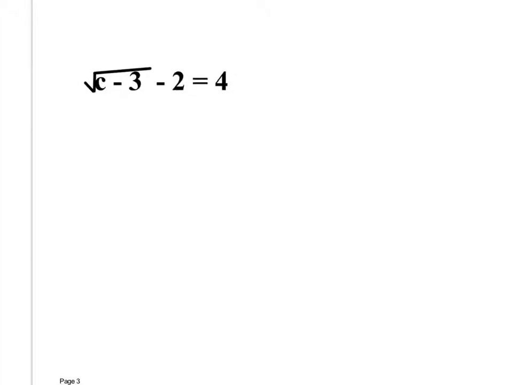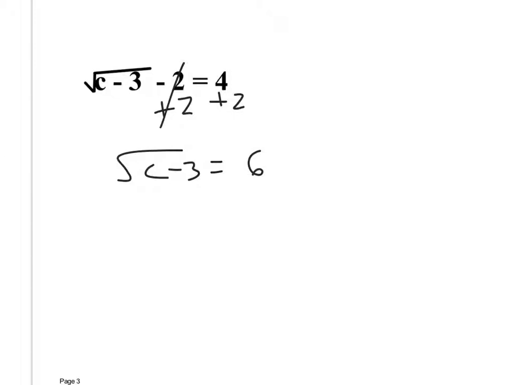The square root of c minus 3, when you subtract 2 from it, you get 4. So I'm trying to figure out what c is. So I add 2 because I want to get what's under the radical sign by itself. So I add 2 to both sides. I get the square root of c minus 3 on one side, and I get 6 on the other.